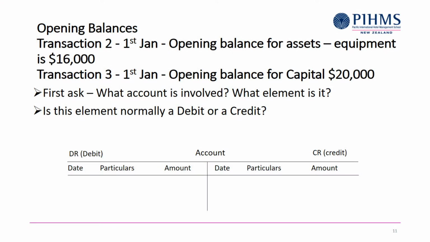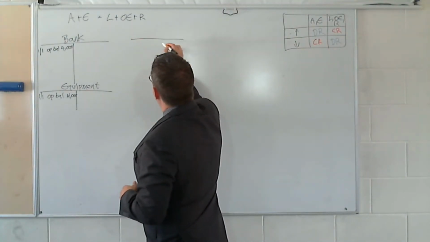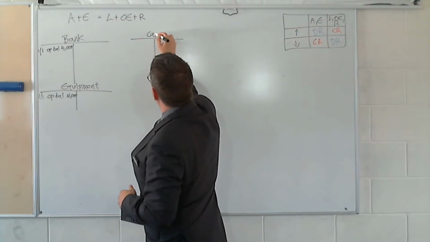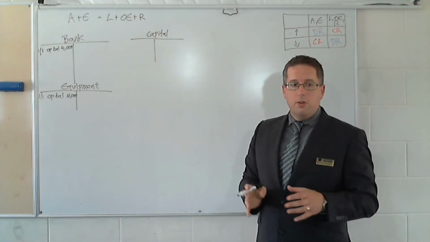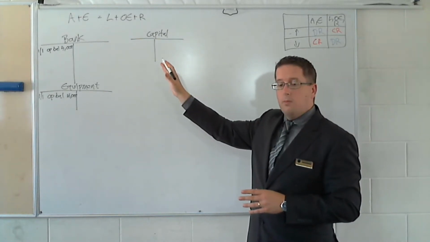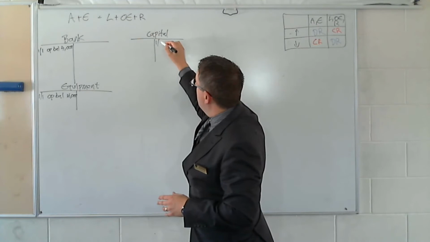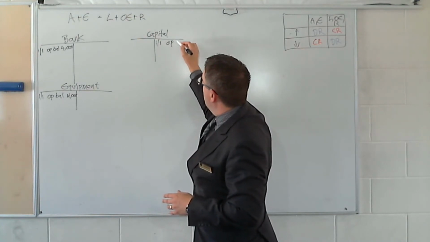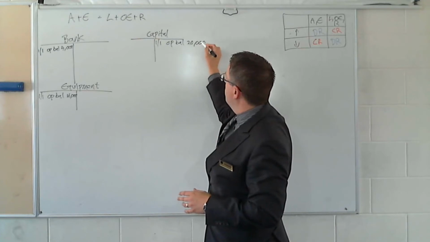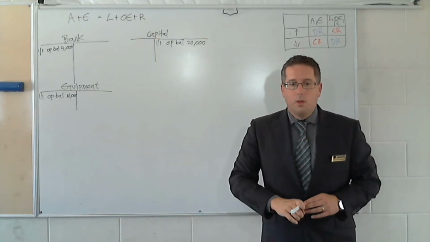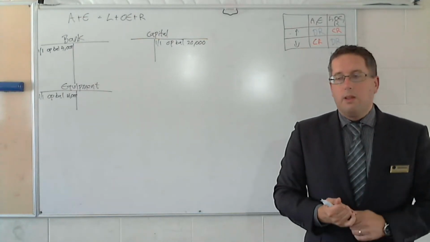Then the next part is we need to record capital. So the owner has introduced some of that money. So I'll do a new T account up here. Now, capital is a bit different. Owner's equity is normally on the right-hand side. So we record this on the right. There we go.